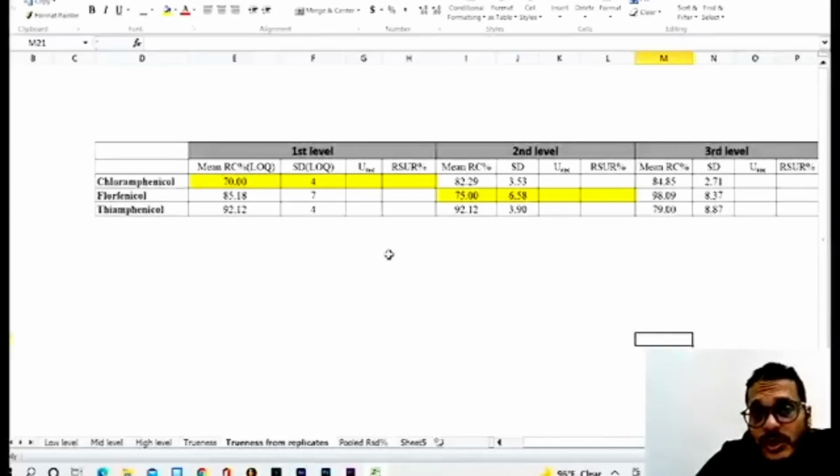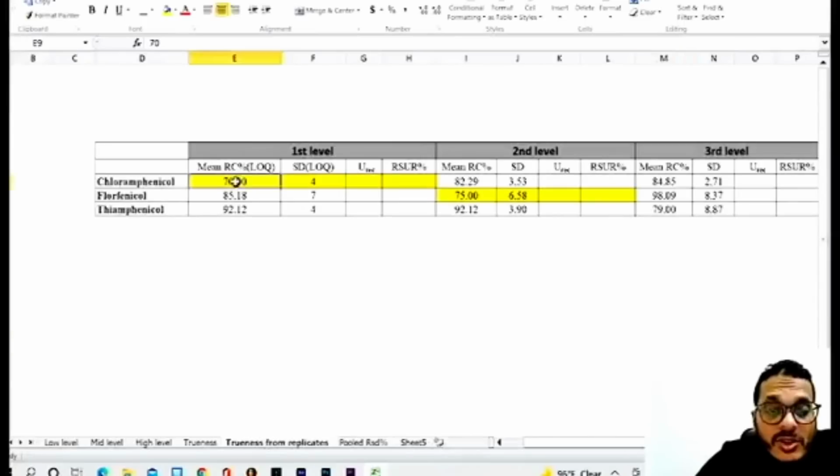Have a CRM for your target analyte to evaluate the trueness. In this case, you will get the result from the 3 levels that you already prepared and analyzed. For chloramphenicol, you did the low level, mid level, and high level, and you got these results. As an example, the average recovery for the low level was 70% for chloramphenicol. In the case of the mid level, it was 82%. The third level was 84%. So I will select the lowest one, the worst recovery.